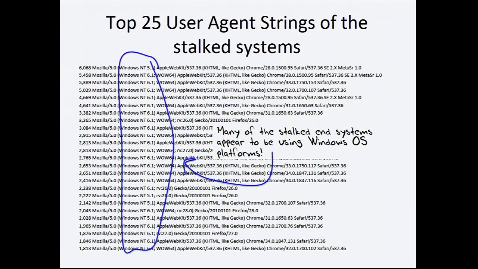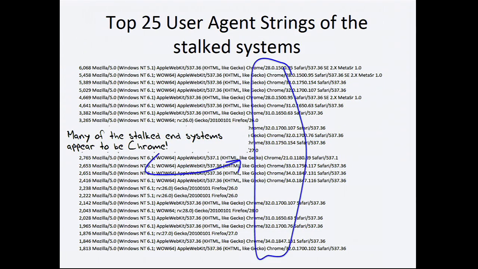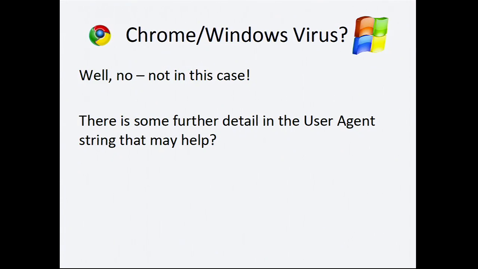Well, you've got to be running Windows. And the signatures look a lot like Chrome. This is weird. So am I seeing some kind of virus on Windows and Chrome? You'd like to think so, or maybe you wouldn't. That's the wrong city to say that. Of course you wouldn't like to see this. Absolutely not.